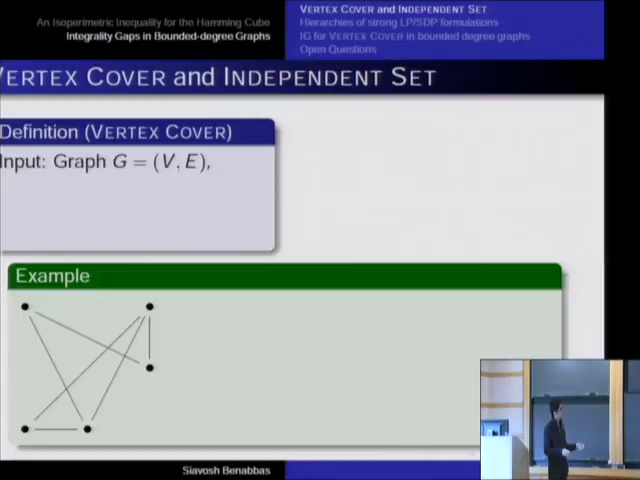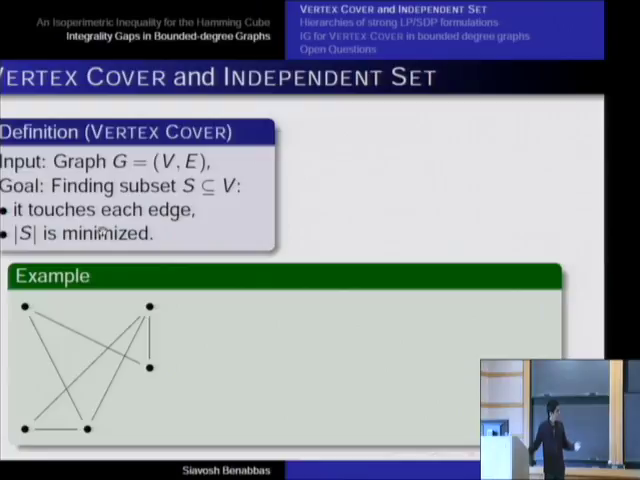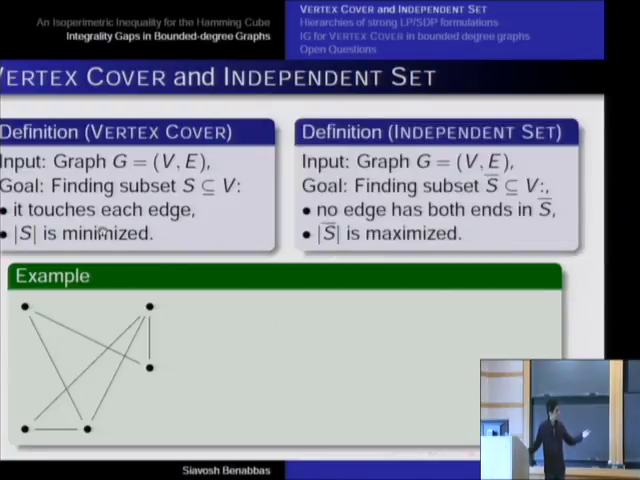So let's start with something you probably all know. The vertex cover problem: you have a graph and you are interested in finding a subset of the vertices which touches every edge, and the size of the subset is minimized. The complement of the subset would be an independent set, and the subset would be a vertex cover. Here is an example for 5 vertices. It's a standard NP-hard question.